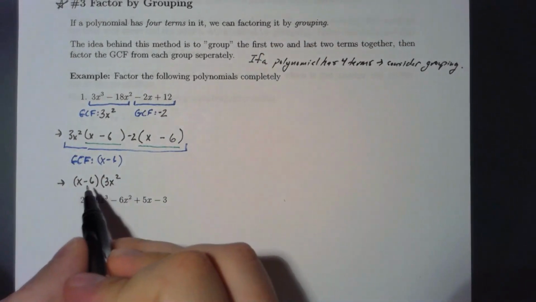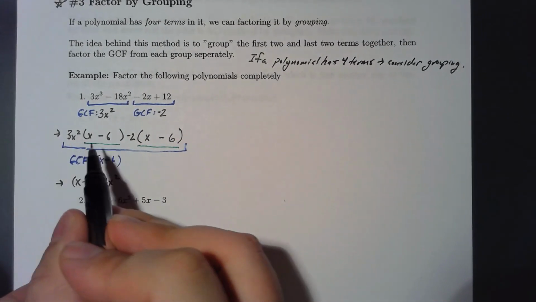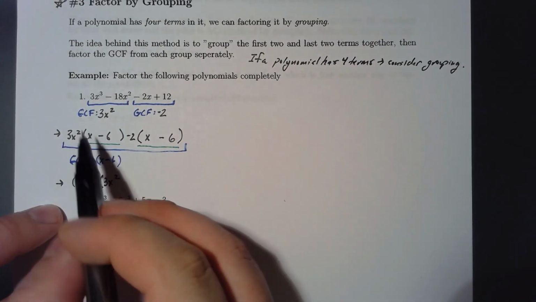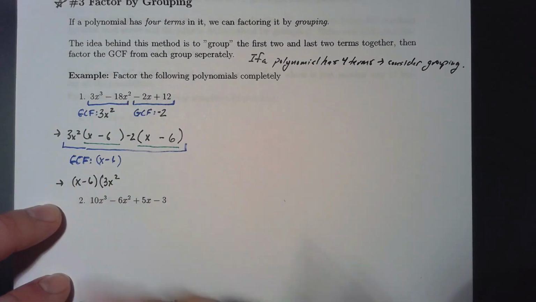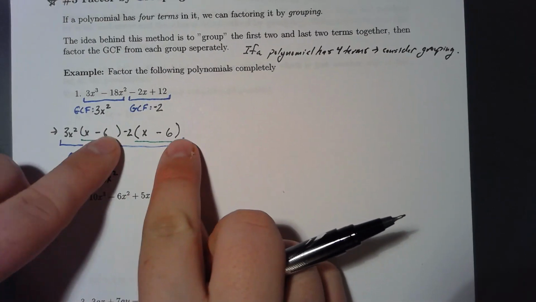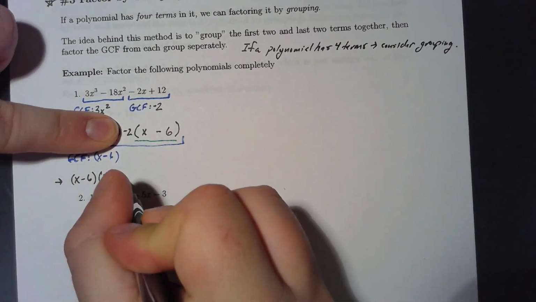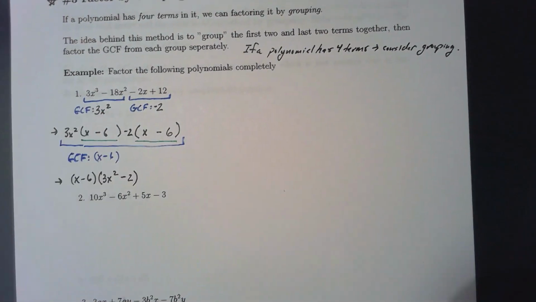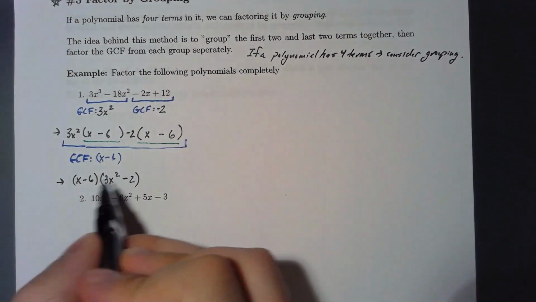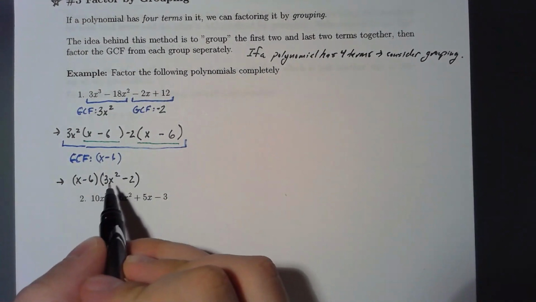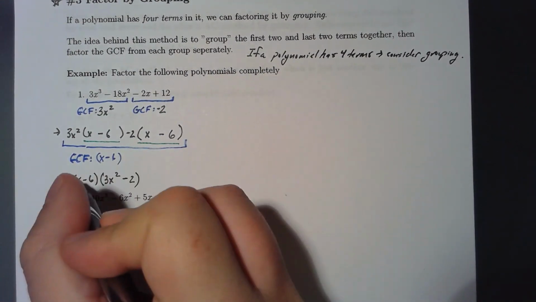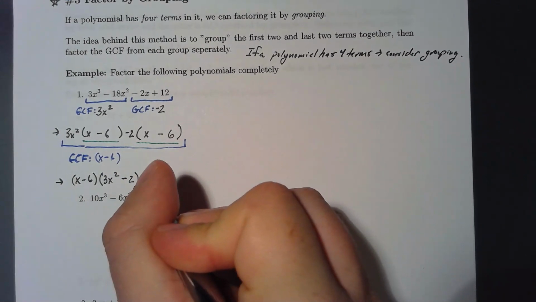Again, this times this will get you this back, and it does. I don't go term by term because that's what I started with at the very beginning. This times what gives me the second group? Minus 2. That's it. This factored by grouping is x minus 6 times 3x squared minus 2.